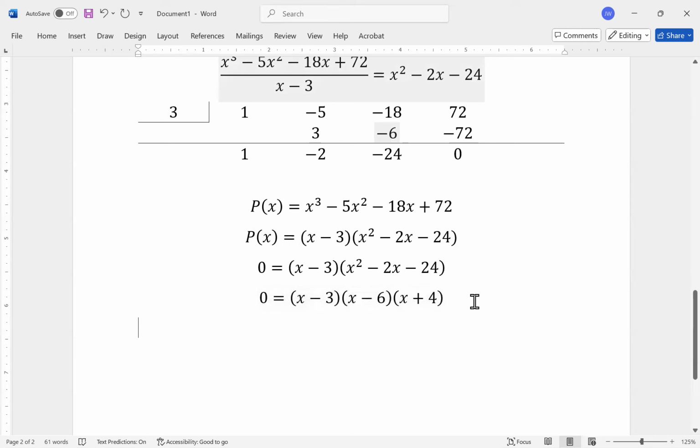So the zeros are the following. The first 0 is x equals 3. I knew that from the start. The second 0 is x equals 6. And the third 0 is x equals negative 4. Those are the zeros or the roots of this polynomial function. All of them happen to be real number zeros, so all of these will correspond to x-intercepts.